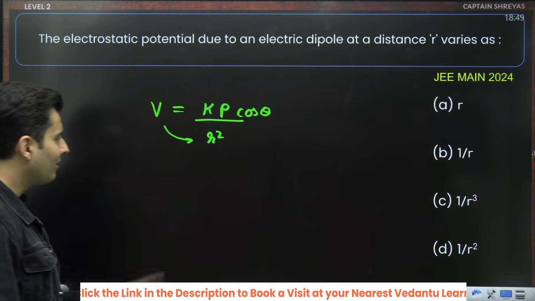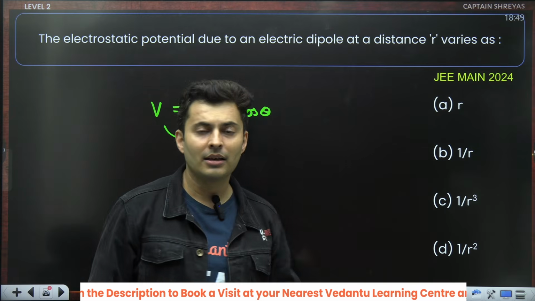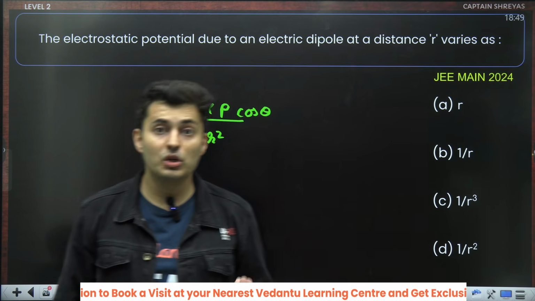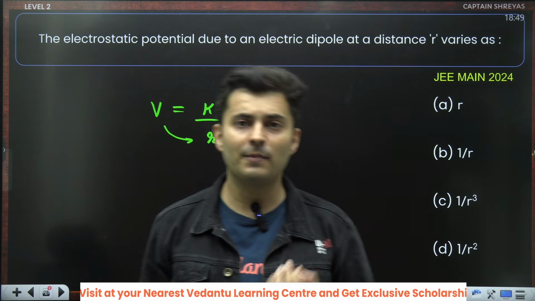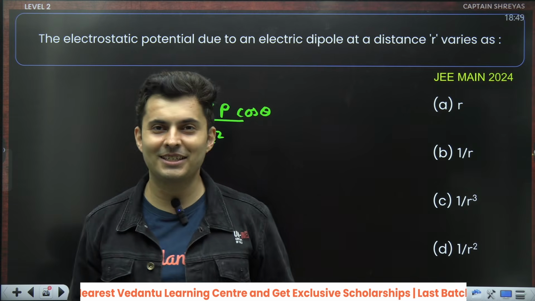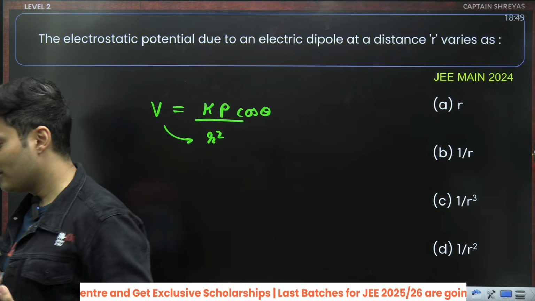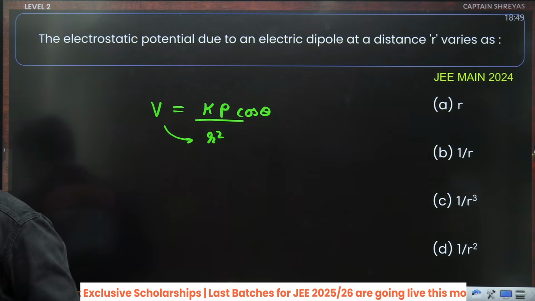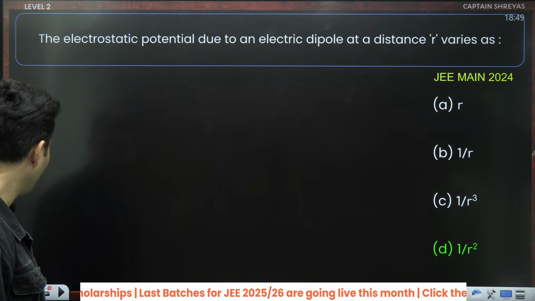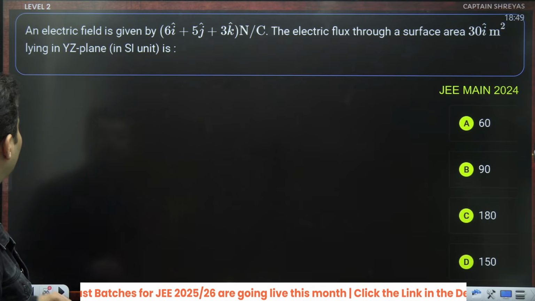Be really careful. In a hurry, in haste, you might tend to mark it as 1 by R. These are common silly mistakes. So for simple problems, you need to be extra careful because there is a reason why they would have put such a simple question. Okay, moving on, next one coming up on your screen.